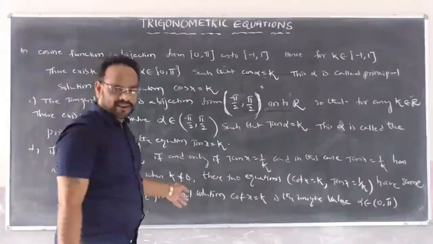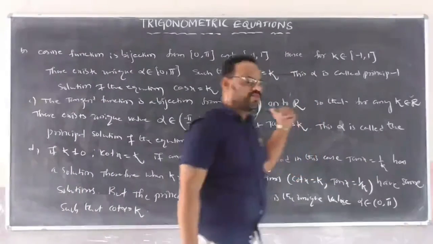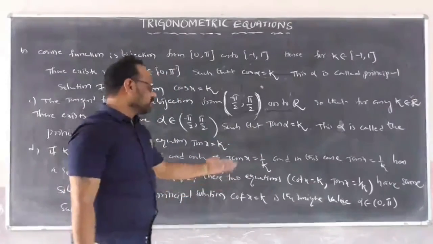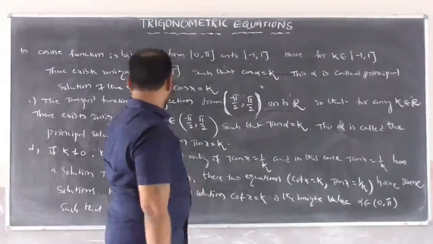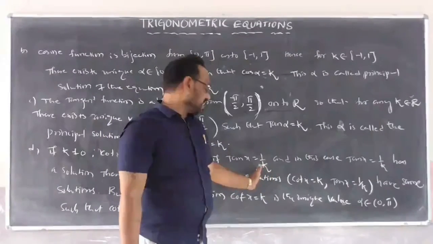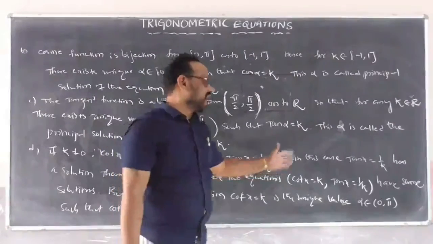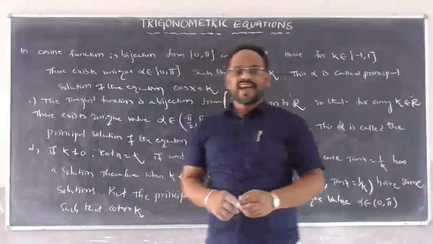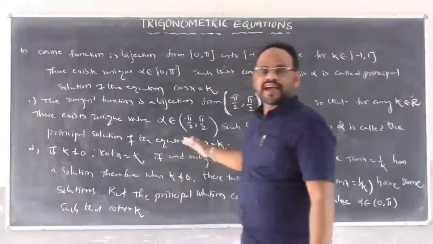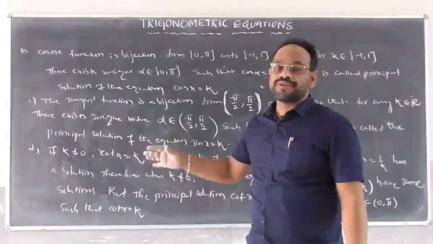Therefore, when k is not equal to 0, tan x has a solution. So these two equations, cot x equals k and tan x equals 1 by k, have the same solutions.